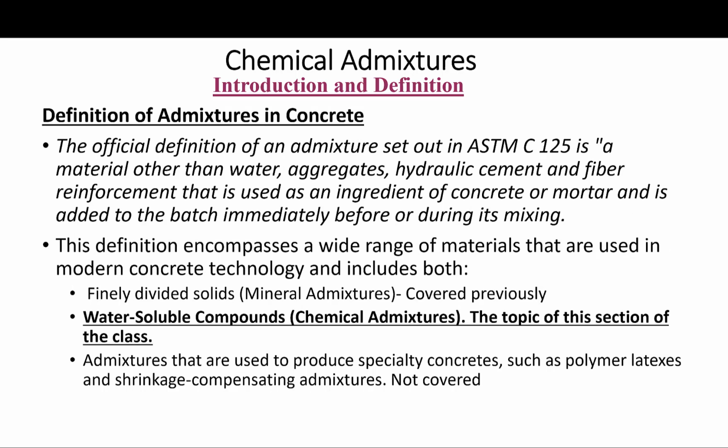So let's look at the definition of an admixture. The official definition of an admixture, as set out in ASTM C125, is a material other than water, aggregates, hydraulic cement, and fiber reinforcement that is used as an ingredient of concrete or mortar and is added to the batch immediately before or during its mixing. So this is the official definition of an admixture according to ASTM.